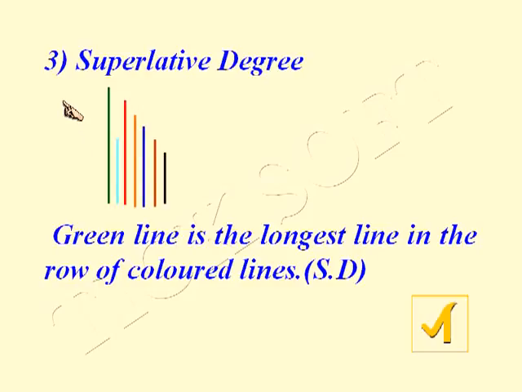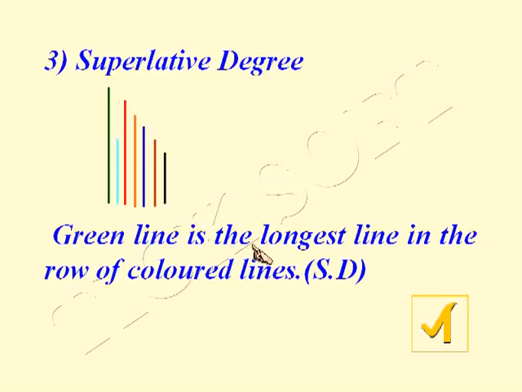Superlative degree. When more than two things are compared, we make use of superlative degree. Now look at this one. Here is an arrangement of various colored lines. Among them, the green line is the longest line. All the other lines are not that long. They are short. So we have to make use of the adjective long in superlative degree.